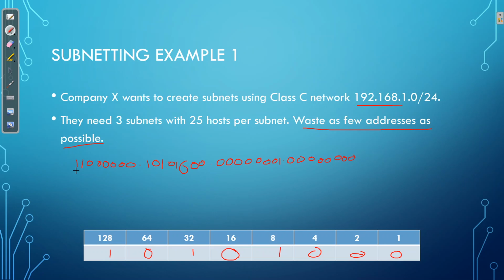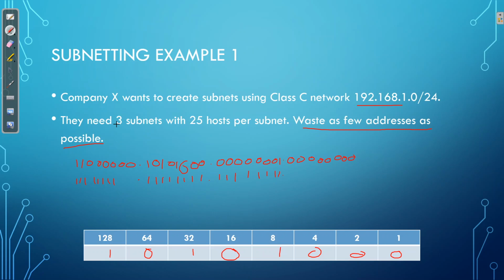And spoiler alert, that's how we're going to make our subnetting process quicker. But more about that later on. So 1 2 3 4 5 6 7 8. Okay, so dot 1 2 3 4 5 6 7 8 dot 1 2 3 4 5 6 7 8. So obviously at the moment the first 3 octets represent our network, last octet represents our host.